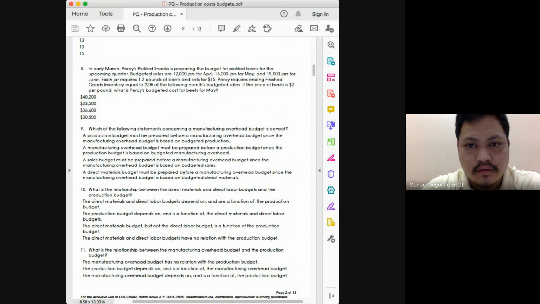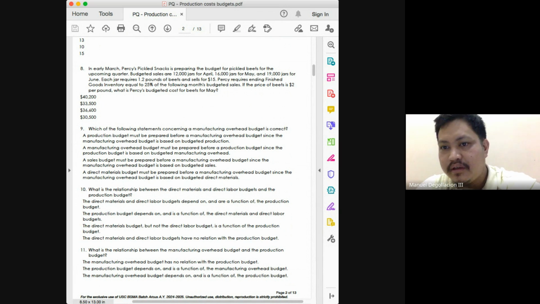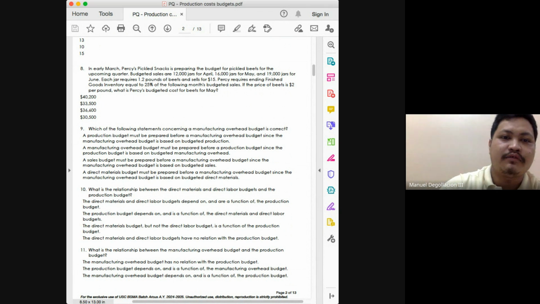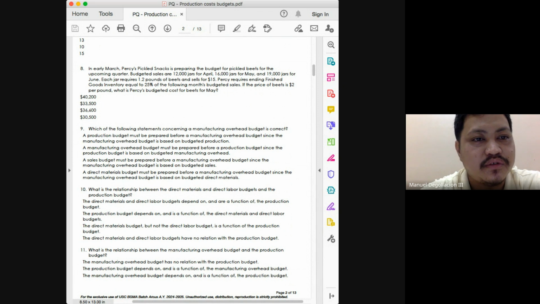Okay. In early March, Percy is preparing the budget for pickled beets for the upcoming quarter. Budgeted sales are 12,000 jars for April, 16,000 jars for May, and 19,000 jars for June. Each jar requires 1.2 pounds of beets and sells for 15. Percy requires ending finished goods inventory equal to 25% of the following month's budgeted sales. If the price of beets is $2 per pound, what is Percy's budgeted cost for beets for May?